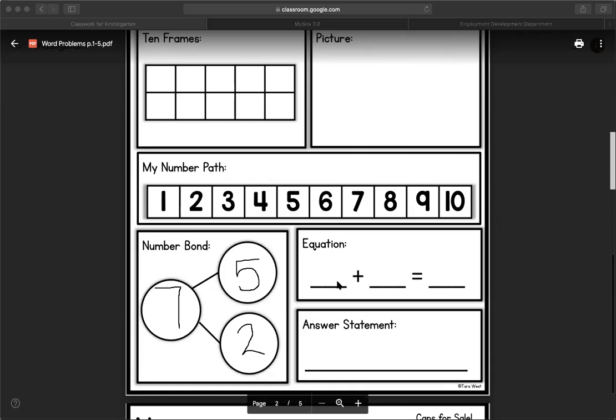Now, Alexa, can you tell me how I should write out my equation? How should I write my equation? Say it out loud so she can hear you. 5 plus 2 equals 7. Yeah. And so my number statement, my answer statement would just be 7.